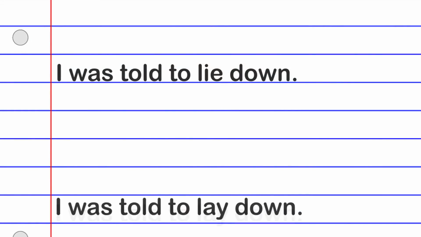Lie versus lay. Lie can mean to tell false information or to recline on a flat surface, like a bed or a couch. Lay, on the other hand, means to set something down. So it would be wrong to say, I laid down, because that implies that you set yourself down. You would write, I was told to lie down, not I was told to lay down. Unless you want to say that you're setting something down. Then you'd say, I was told to lay down the books.